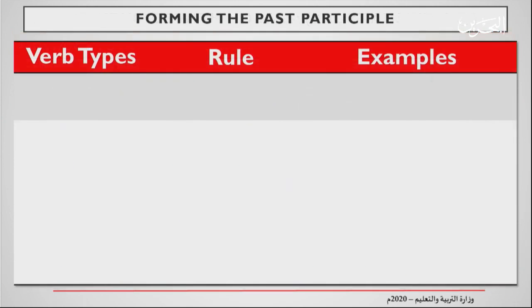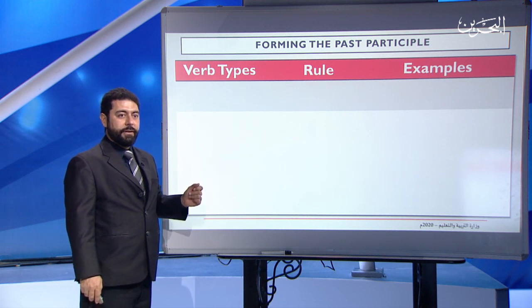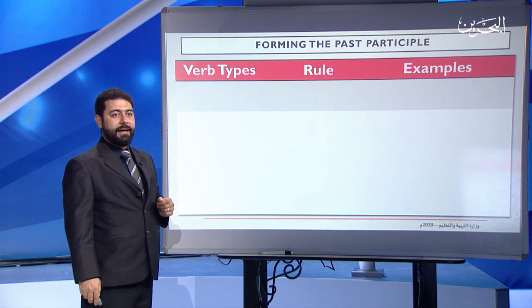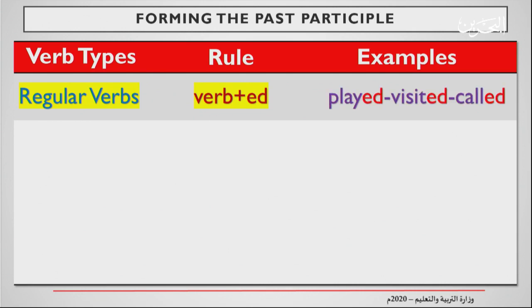All right, forming the past participle. I believe it is very important for you to understand that forming the past participle is essential in building the passive voice. So we have 2 types. The first type is regular verbs. The rule is simple. You add ed to the verb, like the examples. You say play, you add ed, becomes in the past participle: played. Visit, visited. Call, called.